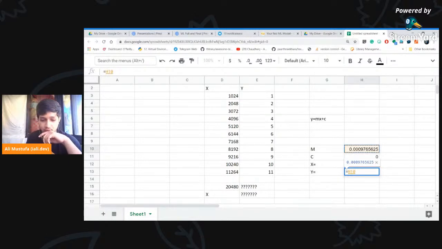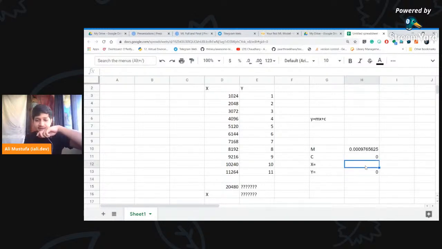So y is equal to m into x and then plus c, right? This is the equation. I hope everyone is able to see, okay? So for nothing, let's say if I add 0, I add 1024, I should get an output of y as 1 GB.